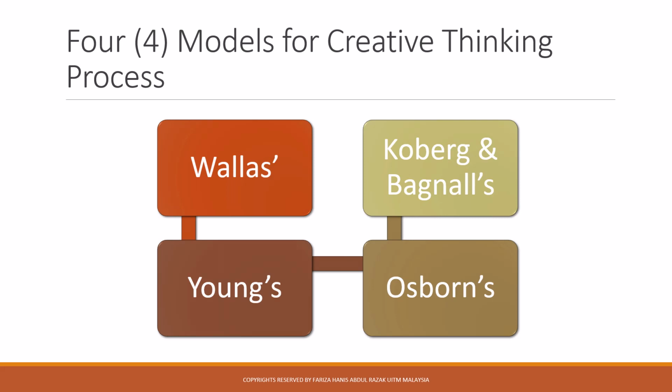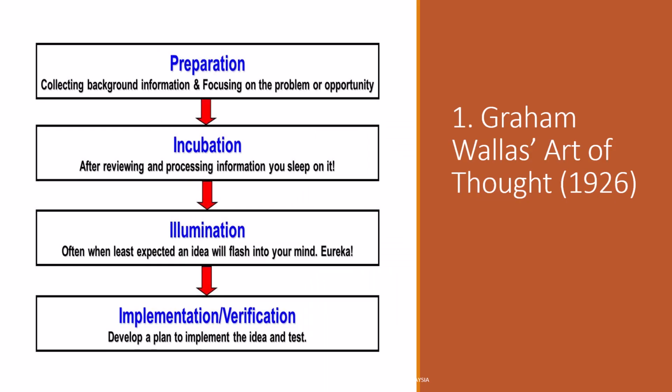Basically, we have 4 creative thinking processes as stated on the screen. We will go one by one. First, we will talk about the Wallace model. Wallace stated here there are 4 phases of the creative process. Start with preparation, followed by incubation, later followed by illumination, and then at the final phase we have the implementation and verification.